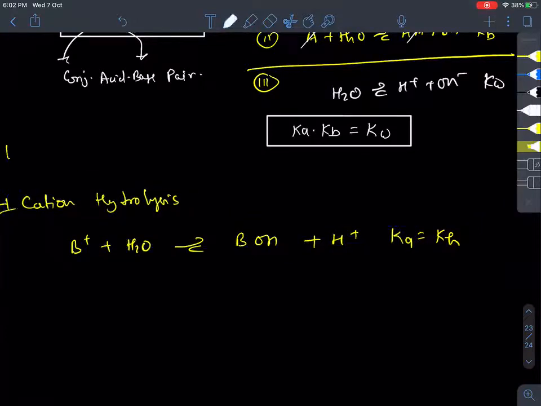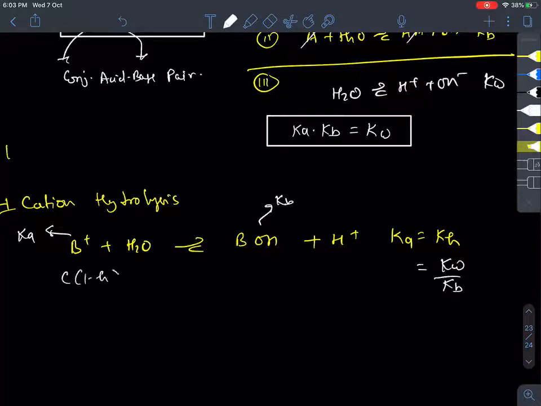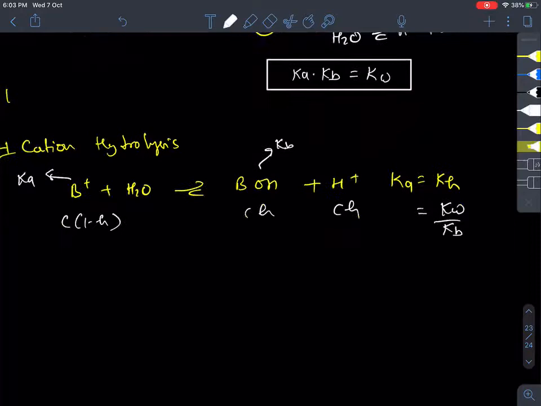And you will find interestingly that this will be nothing but Kw by Kb of the corresponding base. Kb for this and Ka for this. You will figure out once again like that, you will get Ka into Kb is equal to Kw. You can figure out the value of h like this. Similarly, in this case also, you can solve with 1 minus h, Ch and Ch. You will get the value like that as in the previous case.